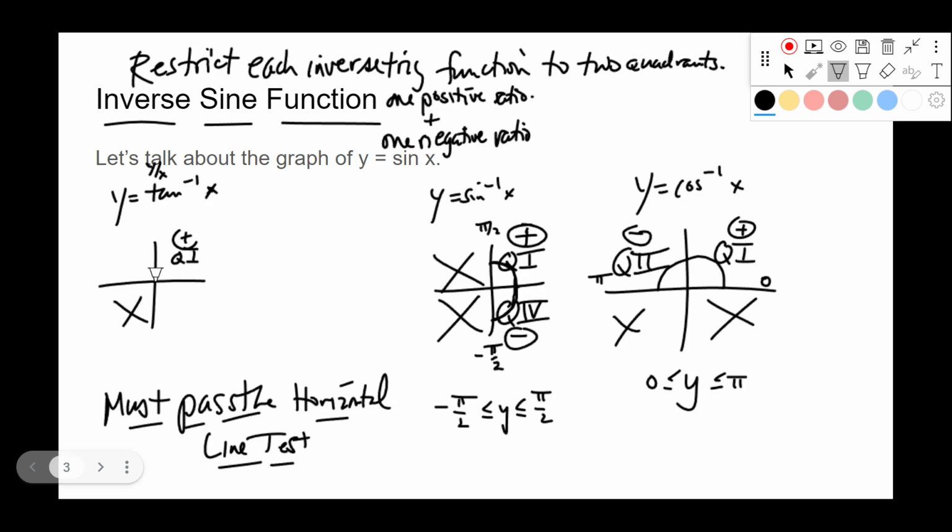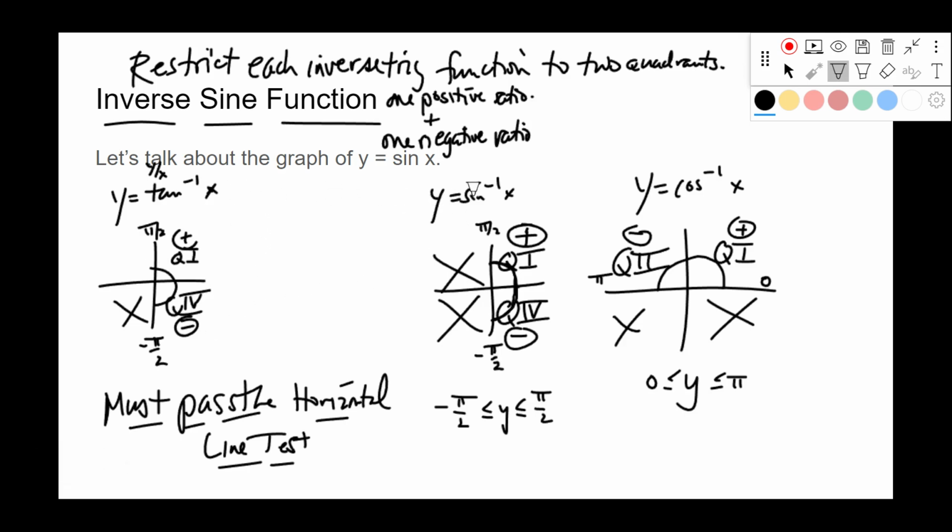So what we actually do is revert back to the graph of y equals tan x. On y equals tan x, the graph started at negative pi over 2 and the cycle completed at pi over 2. So in this case, we're going to use quadrant 1 and quadrant 4. Okay, quadrant 1 and quadrant 4.